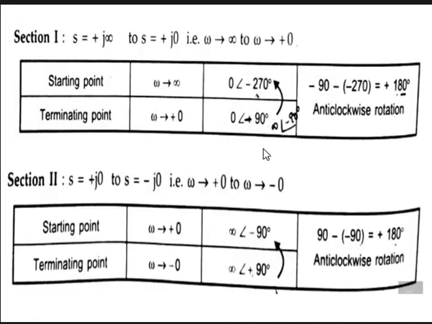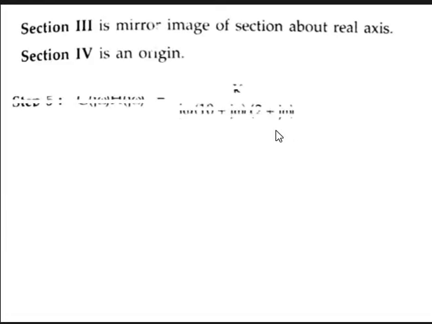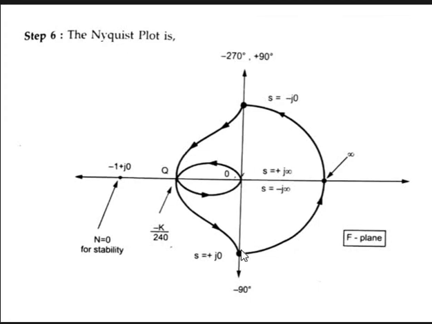So the next point, the second point, is this one: infinity at an angle of minus 90 degrees. So on the minus 90 degrees line, the magnitude is infinity. For example, this point is infinity. So the starting point is this one, and the ending point is this one.